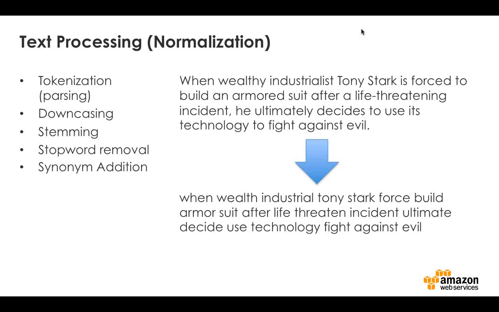Because we typically want to match more rather than less, we want to downcase things. So when we have a string like Tony Stark, which is capitalized, we'd like that to match when the user types Tony with a capital letter or without a capital letter. So we downcase everything as we bring it into the search engine. We run through a process called stemming. This brings words to their common stems. In this case, we can see industrialist brought to its stem industrial.